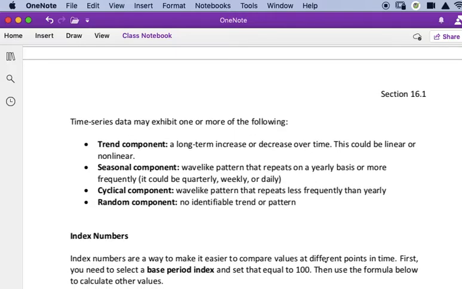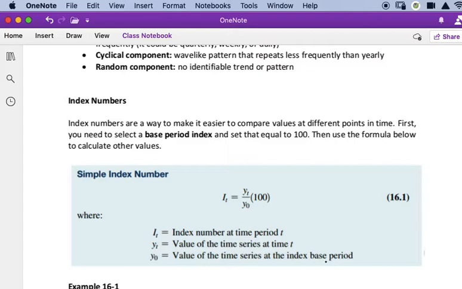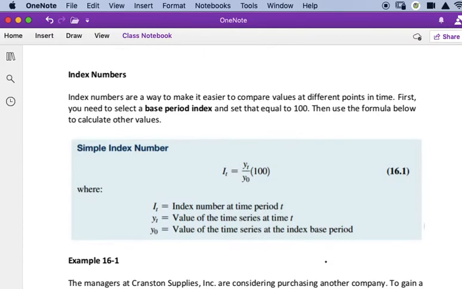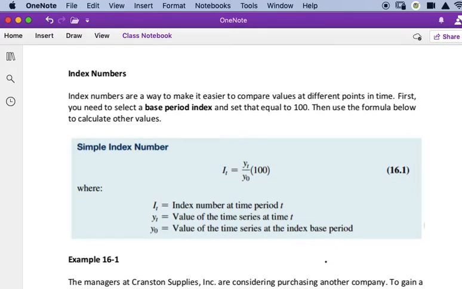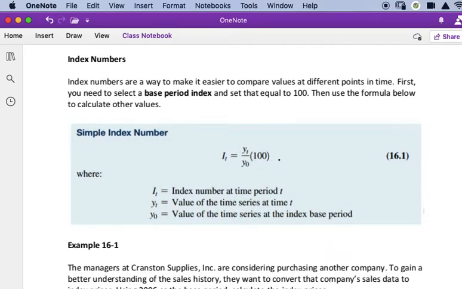And then the next thing we're going to talk about is index numbers, and these are used to compare values at different points in time. So first you select a base period index and set that equal to 100, and then you use the formula to calculate other values, and this is the formula here. So what you're doing is you're taking the value of the time series at time t and dividing it by the value at your index base period and then multiplying it by 100. This formula probably makes it look a little bit more complicated than it actually is. It's a pretty simple calculation.